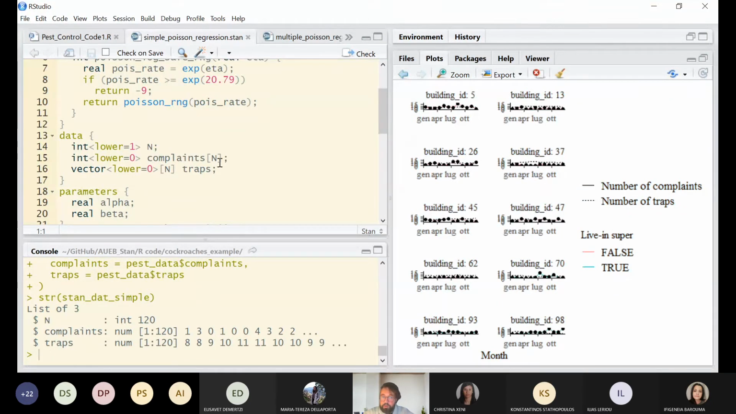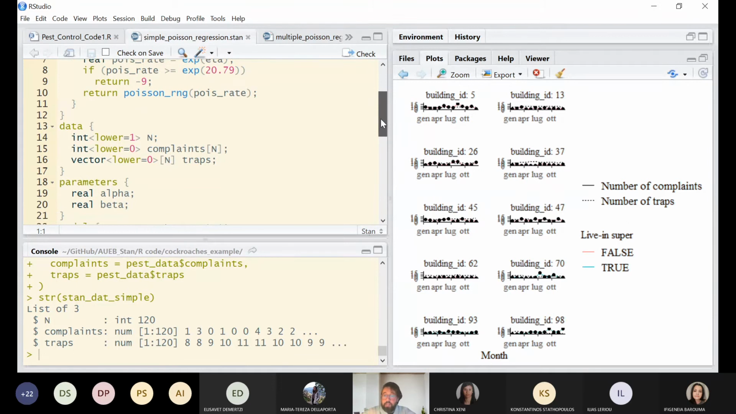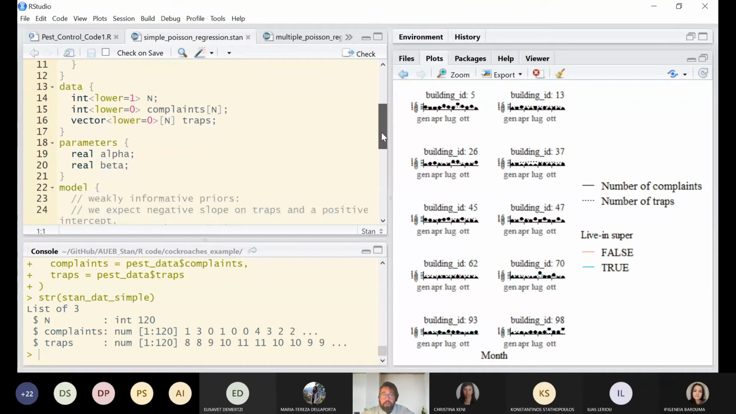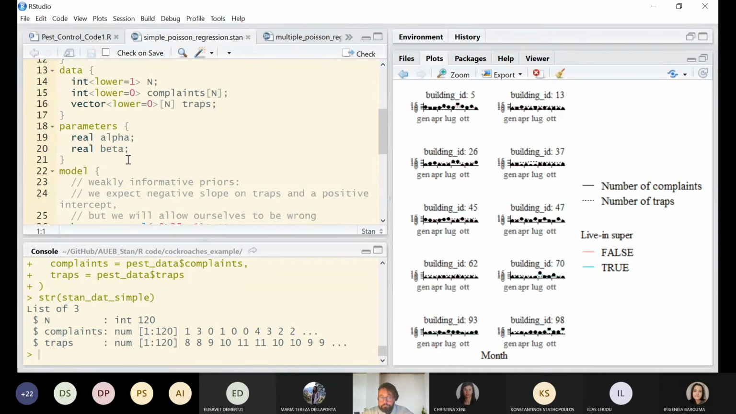This is your response variable, the number of complaints. You have to define it as an integer because whenever you use a discrete distribution, like the Poisson or the negative binomial that we are going to see in a while, your response variable needs to be defined as an integer. Then we have the number of traps. This can be defined as a vector instead, because this is a covariate, even if the number of traps, of course, is an integer, because this is a counting covariate, counting how many traps the building has in that particular month. The parameters are only alpha and beta.